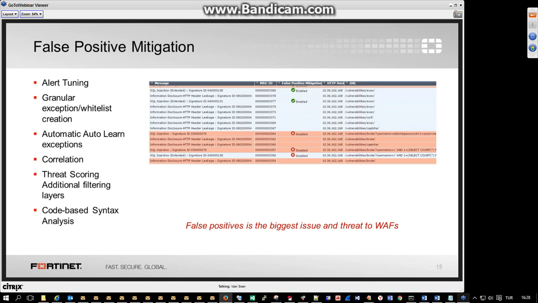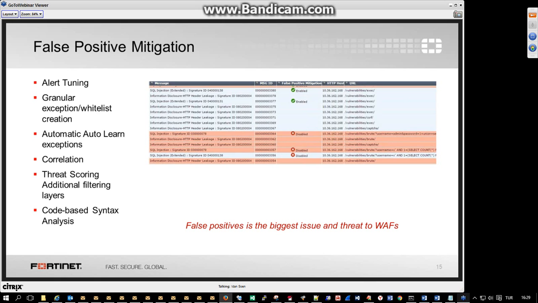So we've decided to tackle that with multiple different functions. We have a very strong alert tuning capability, so instead of just disabling the signature, for example if it triggered a false positive, we allow you to create and tune the signature specifically for that URL and parameter. So it's a very granular exception whitelist capability. We also allow a lot of this to be done directly from the attack log itself. We have AutoLearn, which can automatically create exceptions.